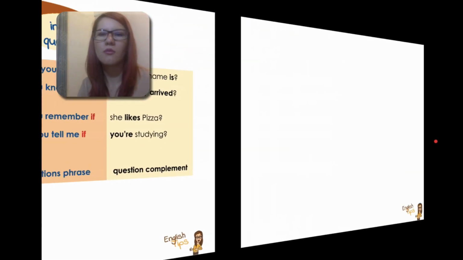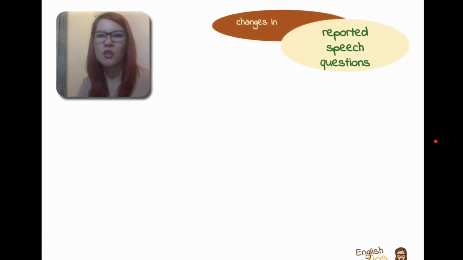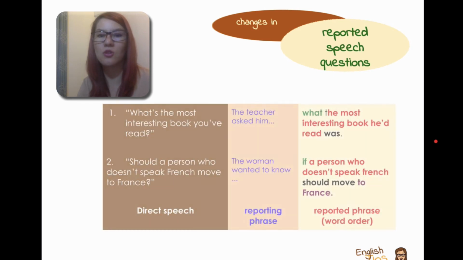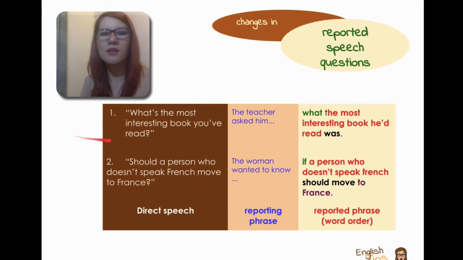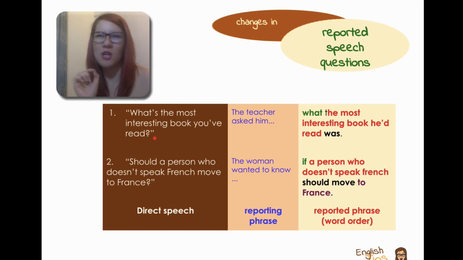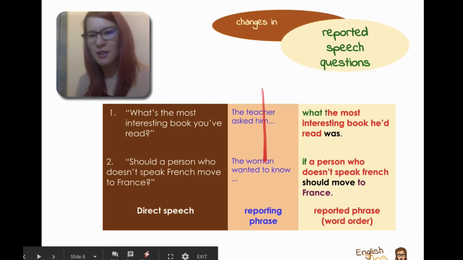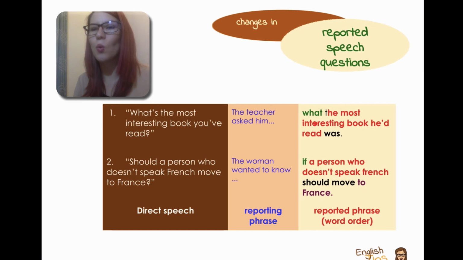Now we also have changes in reported speech questions, which are quite similar. And let's see questions that are a little bit longer with a more complicated subject, which could make it tricky for you to identify when you need to make a change. And number 1, what's the most interesting book you've read? So if we add the reporting phrase here in the middle, we would say something like the teacher asked him, and then what the most interesting book he'd read was.